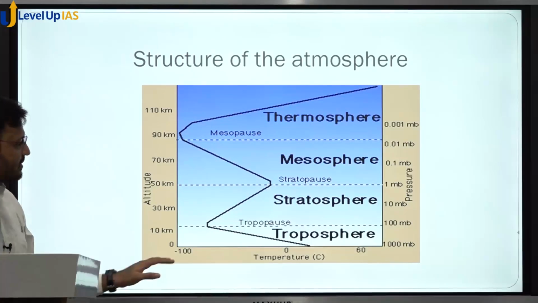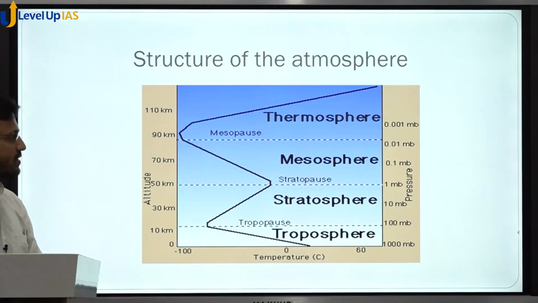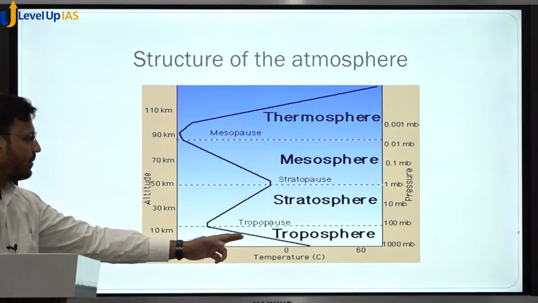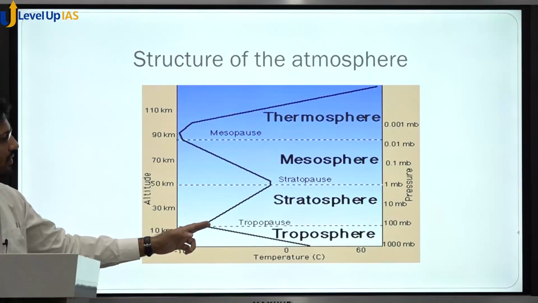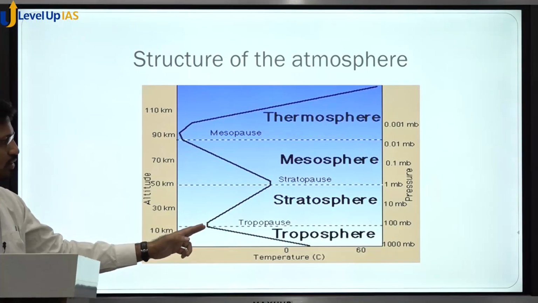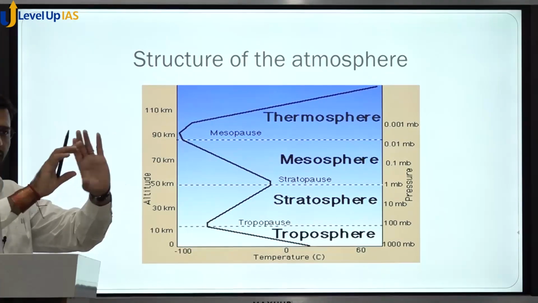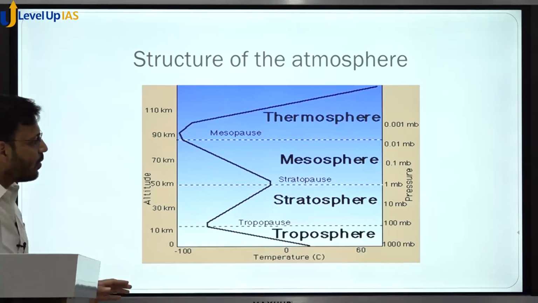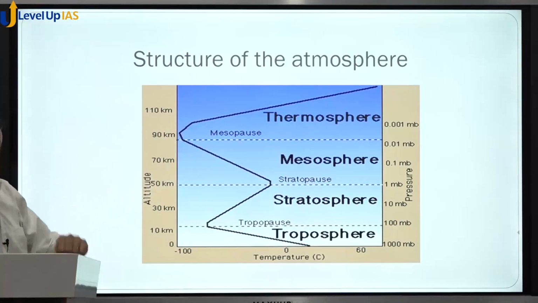Here you can see the x-axis is mentioning the temperature, and the y-axis is mentioning the height. Now, as you see, the first layer is the troposphere, and in the troposphere, as you are moving upward, temperature is decreasing. This is called the lapse rate. Then comes a layer of transition called the tropopause. At the tropopause, temperature is constant. After the tropopause, as you are moving upward, temperature increases.